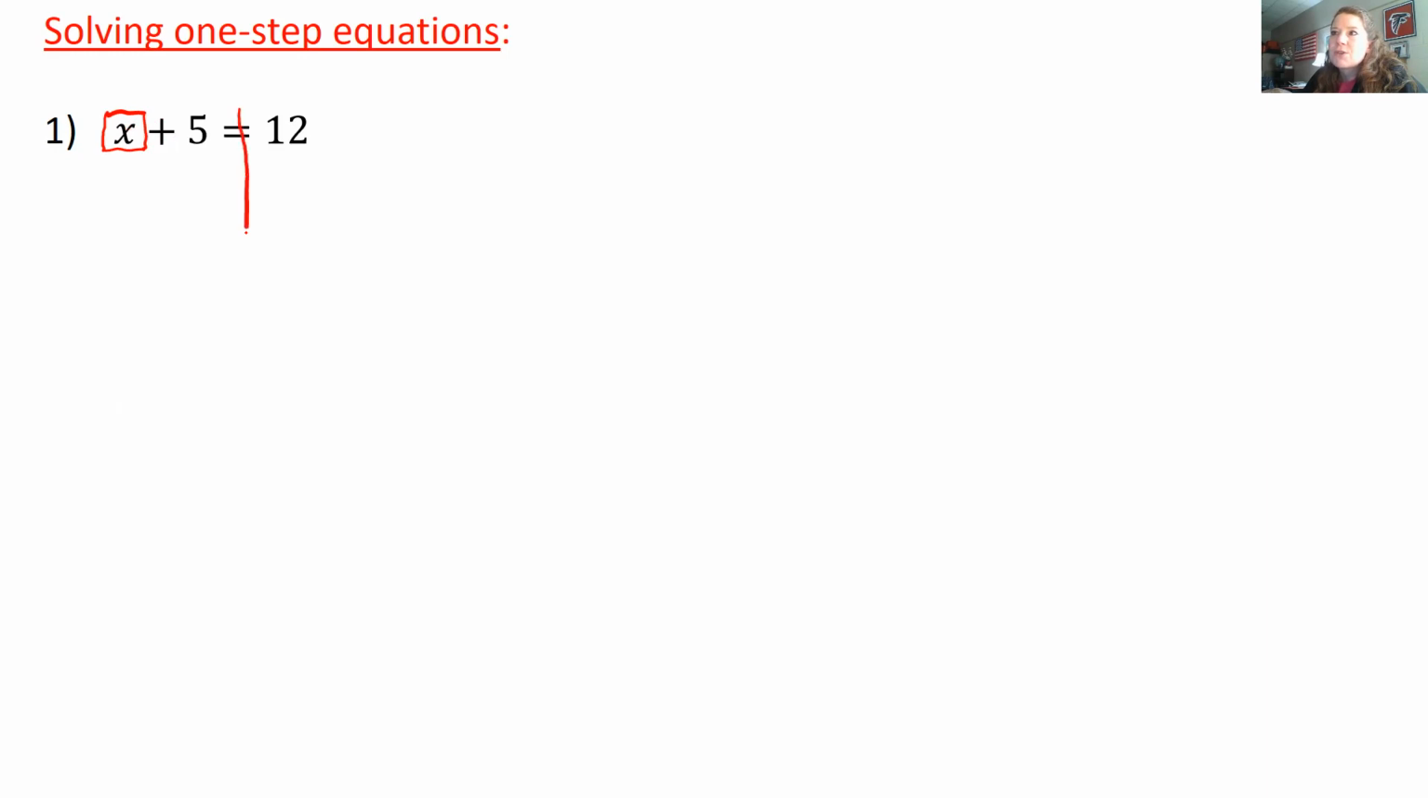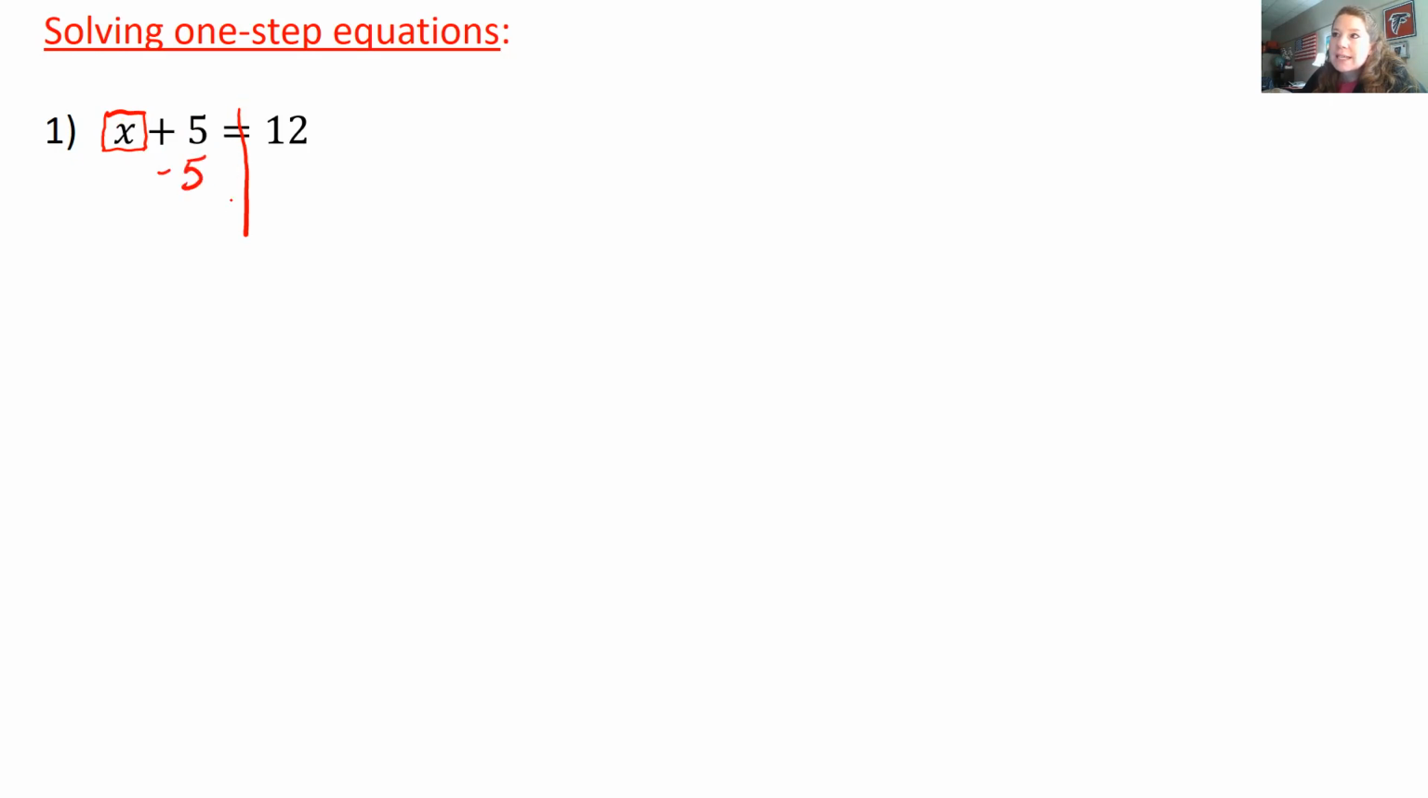So whatever you do to one side of the equal sign, you must do to the other side in order to keep this equation balanced. The thing that is on the side with x is plus 5. To solve equations, you always do the opposite operation. The opposite of addition is subtraction. The opposite of subtraction is addition. The opposite of multiplication is division, and vice versa. The opposite of division is multiplication. So when you see plus 5, we're going to do the opposite. We're going to subtract 5.